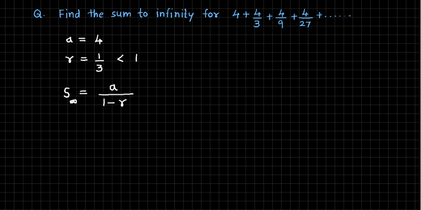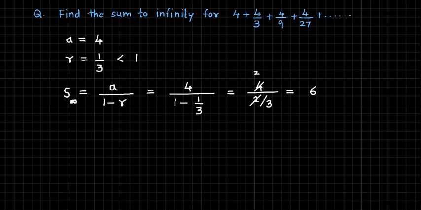So writing the formula for the sum of an infinite series, we know that it is a upon 1 minus r, right? So a is nothing but 4, divided by 1 minus r, where r is 1 by 3, so that gives us 4 upon 1 minus 1 upon 3, which is nothing but 2 by 3. So therefore 2 will cancel with 4, and 3 will get multiplied with 2. So the answer is nothing but 6. So that is the sum of this infinite series.